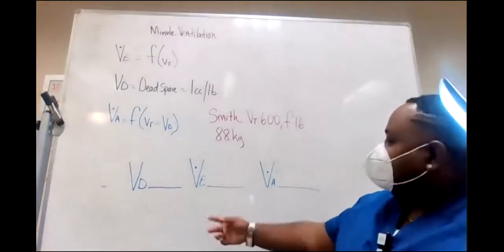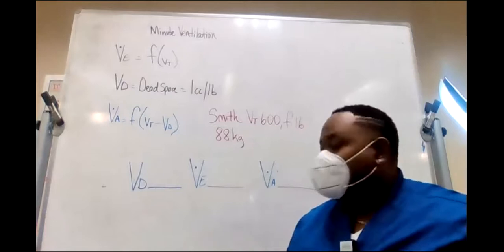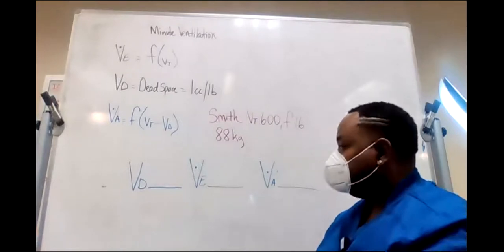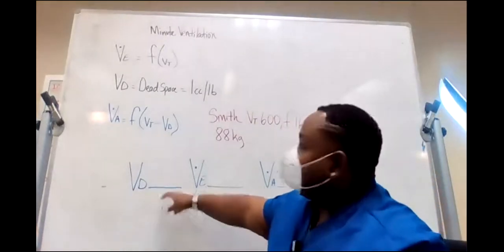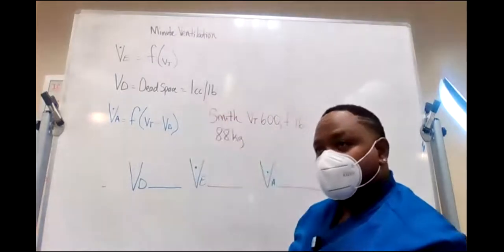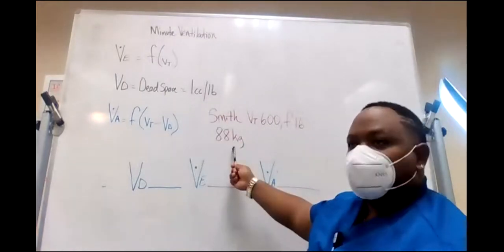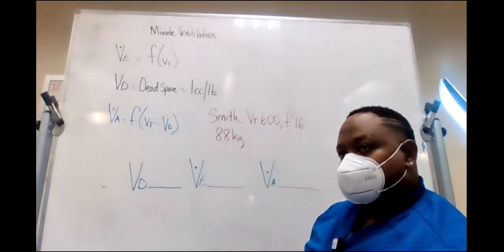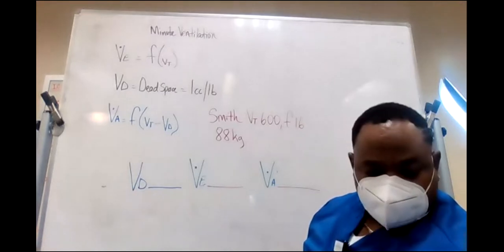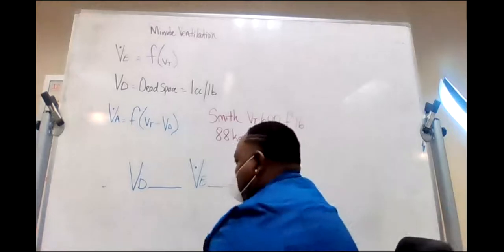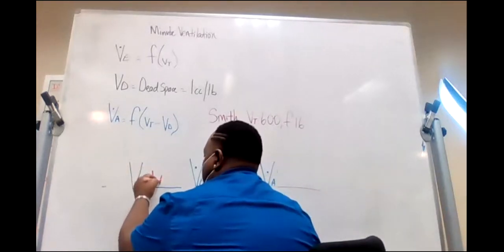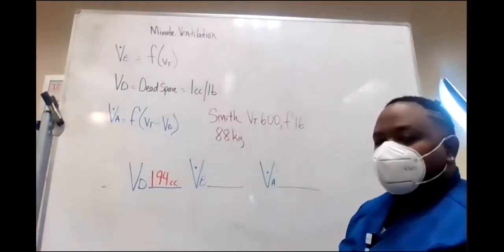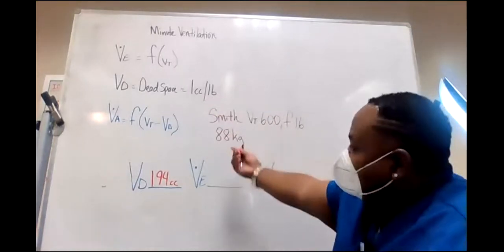First things first, let's find out what his dead space volume is. Kenya, what is his dead space volume? To find dead space, it's 1 cc per pound. He weighs 88 kilograms. So what is his dead space? So 194 cc. That's it. Now, minute ventilation will be frequency times tidal volume.